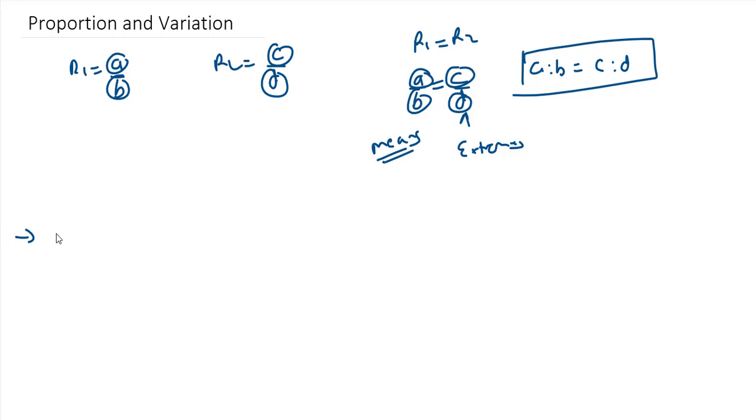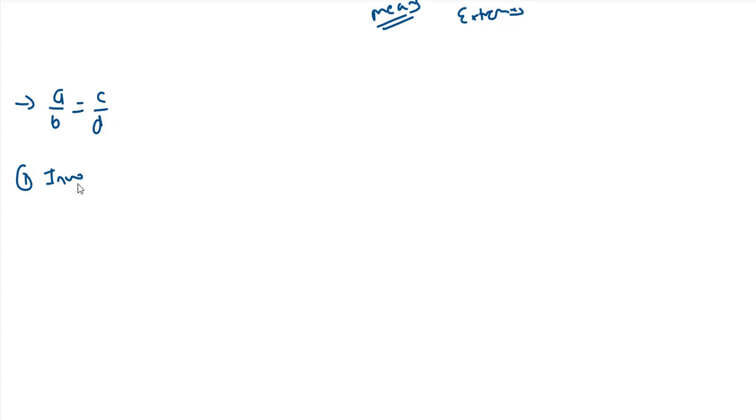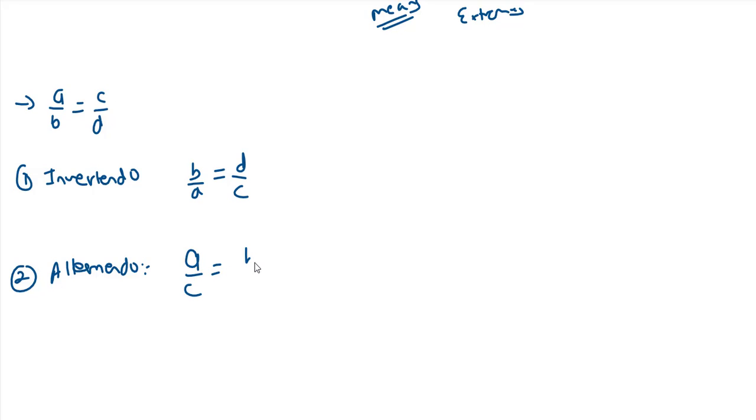So when four quantities are proportional, A by B is equal to C by D, you can use the following rules. Number one is the invertendo. If A by B is equal to C by D, then B by A will also be equal to D by C. The second rule is the alternando. So if A by B is equal to C by D, then A by C will also be equal to B by D. The third rule is the componendo.